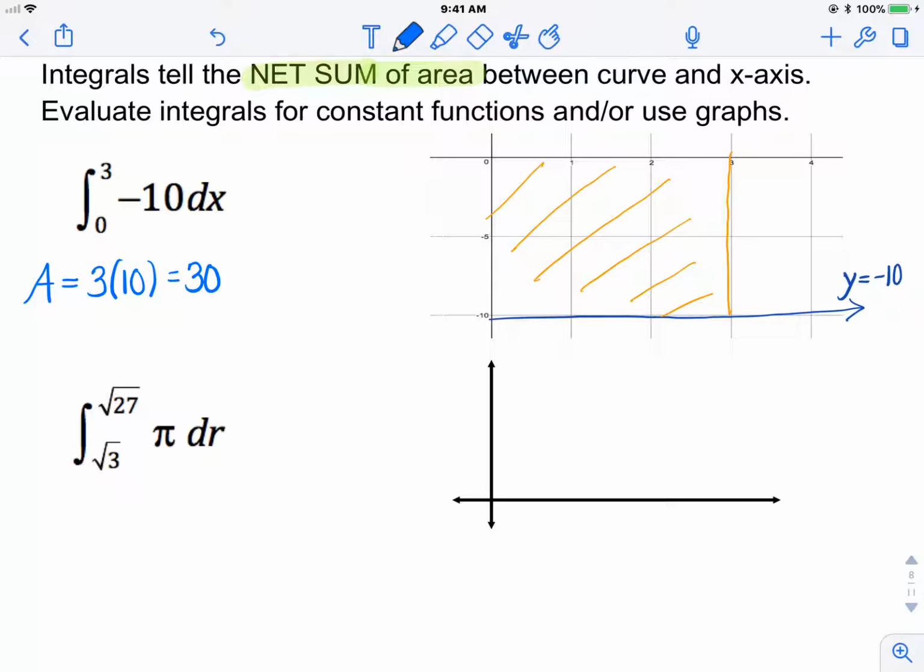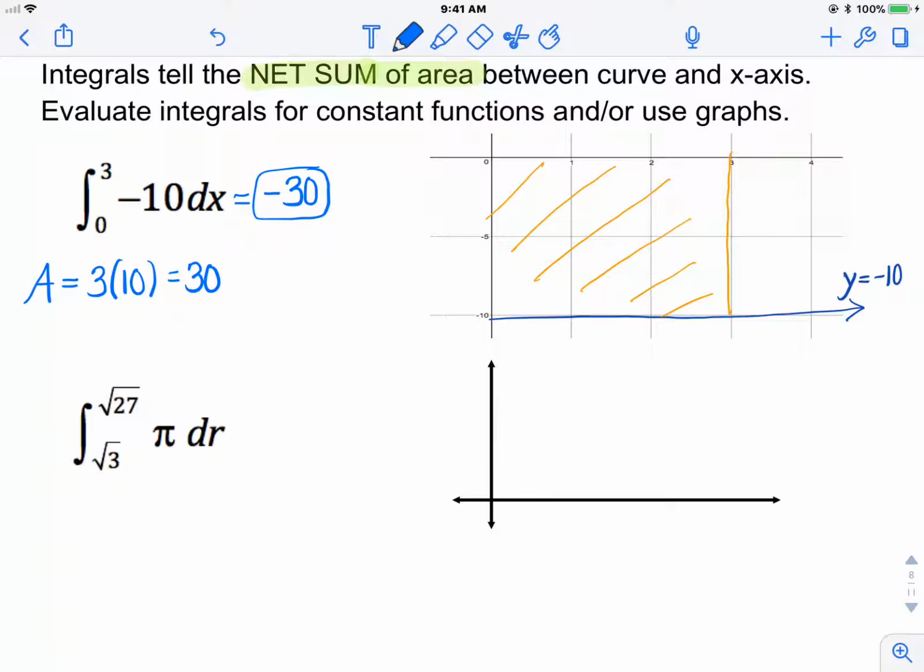Area is never negative. However, the integral is always going to be negative if that area is below the x-axis, so we simply report our integral value as -30, indicating that those 30 units of area are completely below the x-axis, or the sum of them is more negative than positive.